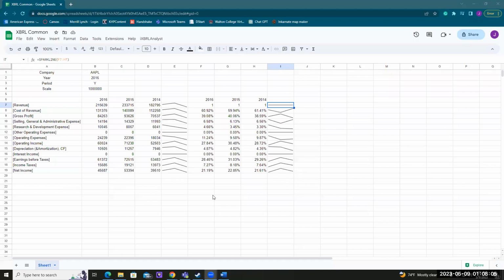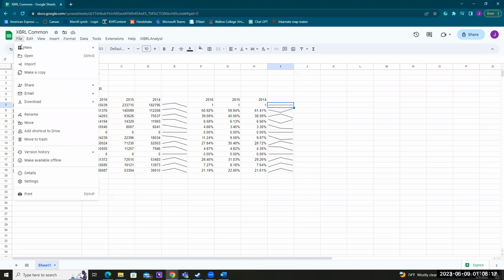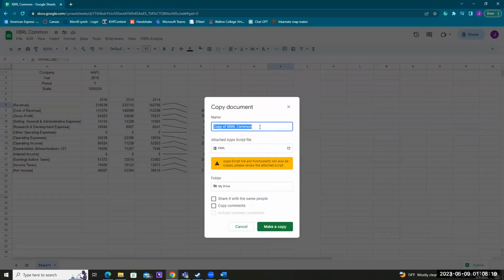All right, today we'll be doing lab 8-2. As you can see, we're on the XBRL common that we used for 8-1. 8-2 builds off of 8-1, and in order to do that, the first thing we're going to do is make a copy, and we're going to call it lab 8-2. And we'll make a copy.